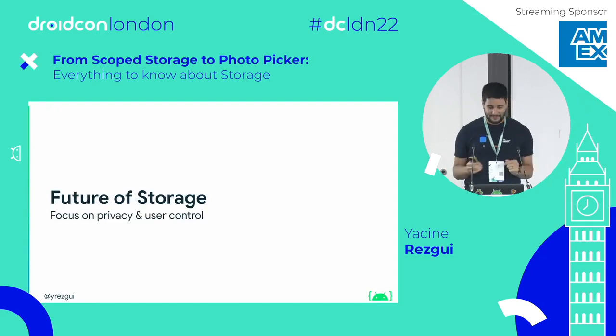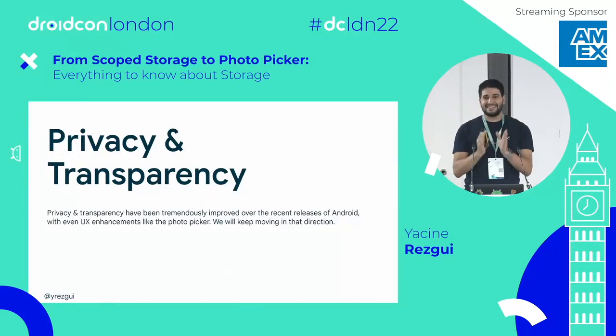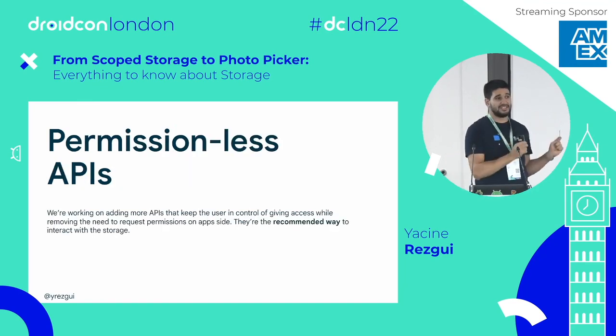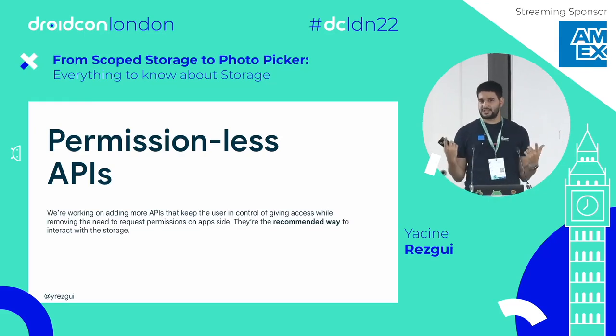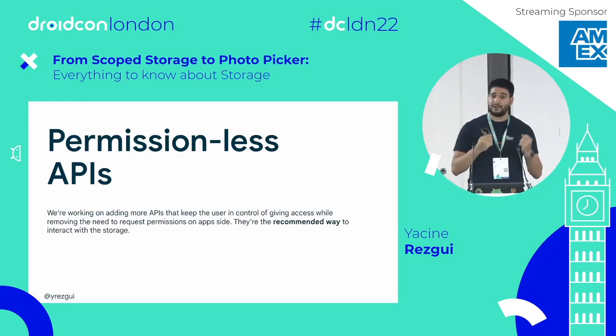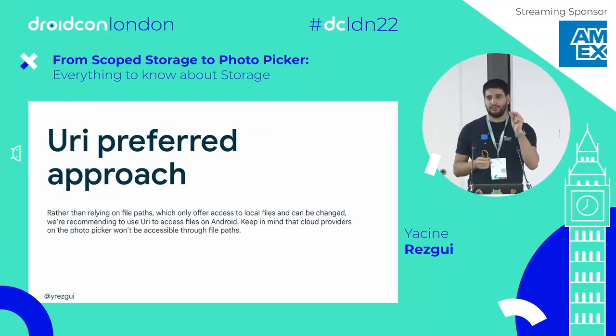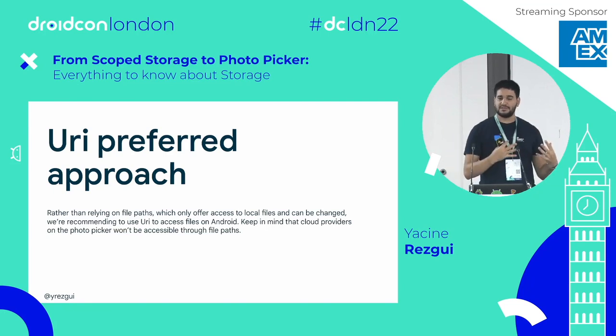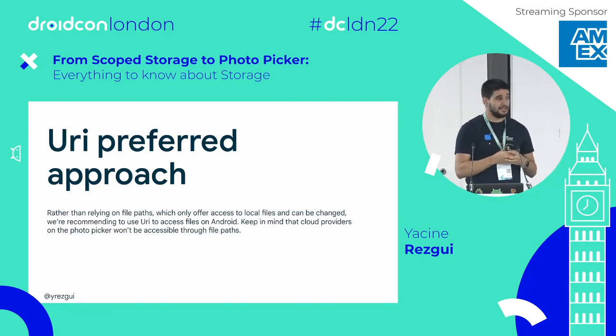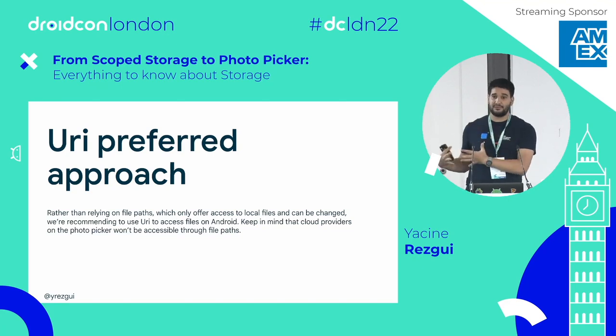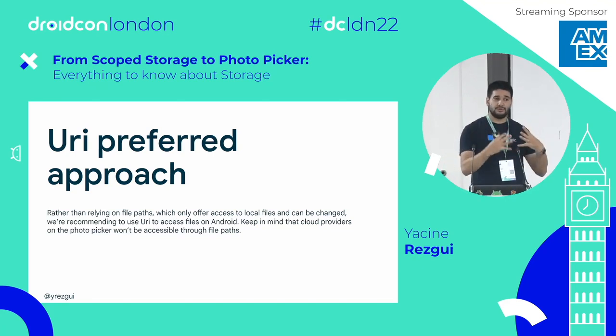Now the future of storage. Privacy and transparency. Expect users to be asking more questions, why you're asking for that permission, why you're accessing those files. And we will work to make that more transparent for them. The other part, always choose permissionless APIs, whether it's photo picker or document picker, it's just much easier, and we keep adding more and more features in them rather than in the usual java.io.File APIs. Lastly, prefer the URIs, even though file paths can be super convenient sometimes. With cloud albums and pictures in the photo picker, for example, you won't have access to file paths. It's only through URIs. So make sure you upgrade or migrate your system to only use URIs.